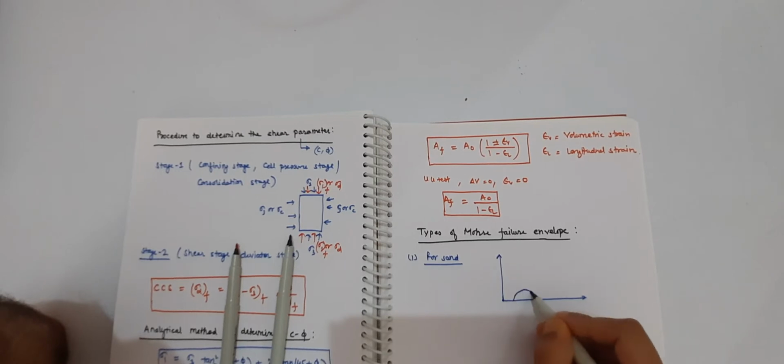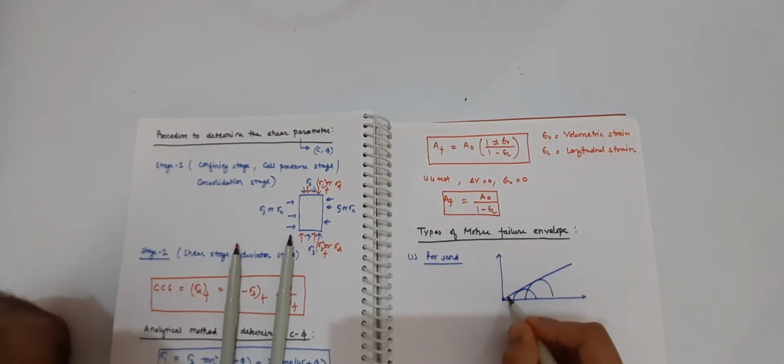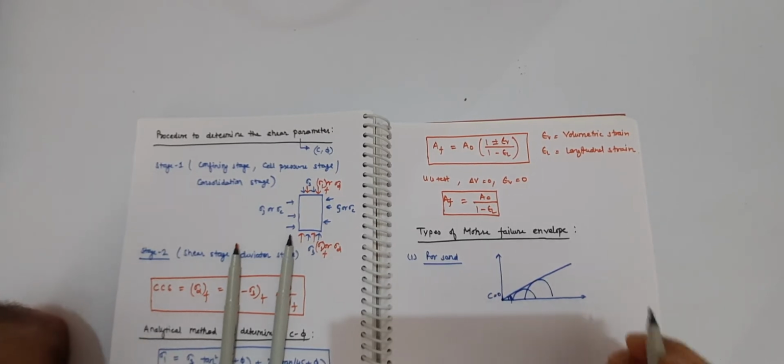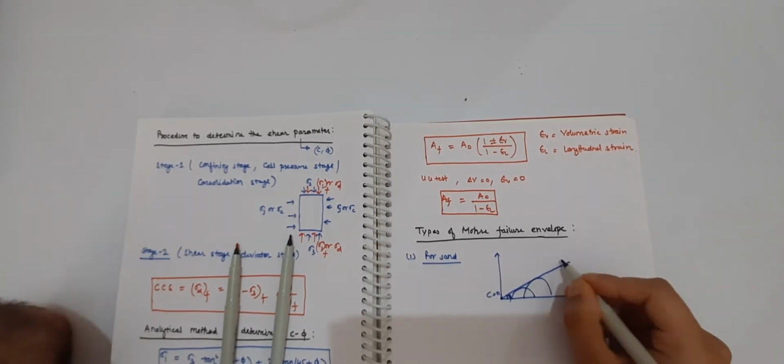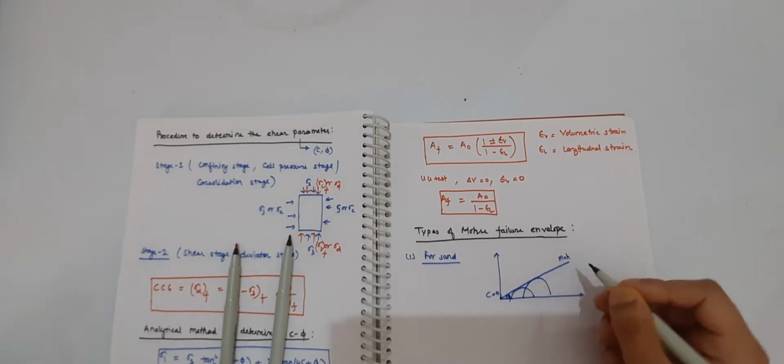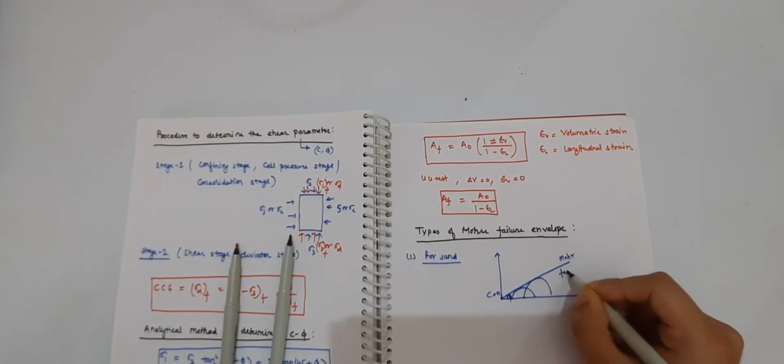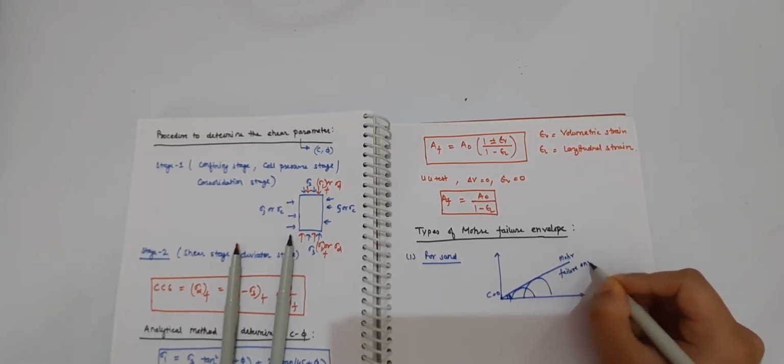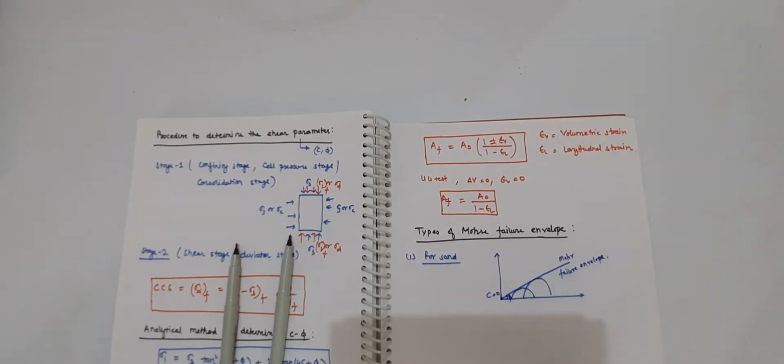The Mohr circle we obtain will be like this, and the Mohr failure envelope will be as follows. Therefore, only phi will be obtained. There C will be 0, and only phi will be obtained. This is for the sand, the Mohr failure envelope, right?